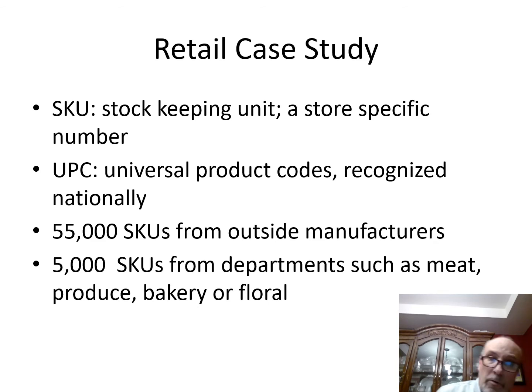When we talk about retail, and we talk about the case study here, we're going to talk about the SKU, or some people will note it as the item number. It's also sometimes associated with UPC, the Universal Product Code, and that's something that's recognized nationally and across all the world. In our case study here, we have 55,000 SKUs, and they're coming from outside manufacturers. There are 5,000 of those SKUs, stock keeping units as they're known, for departments such as meat, produce, bakery, floral, as well as many others. But that, for our case, is the one we're going to talk about.